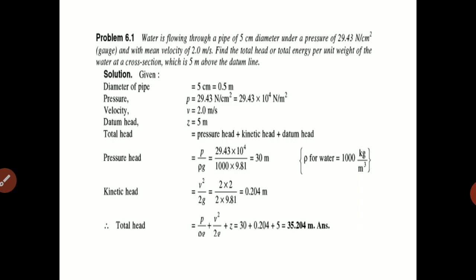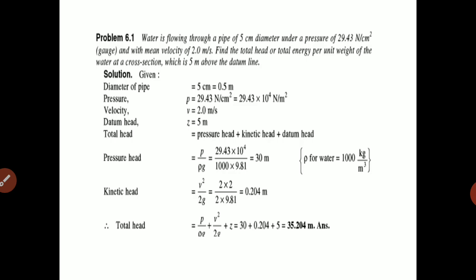Okay. First example is water is flowing through a pipe of 5 centimeter diameter under a pressure of 29.43 Newton per centimeter square, with the mean velocity of 2 meter per second, find the total head or total energy per unit weight of the water at a cross section, which is 5 meter above the datum line. Now, this numerical is for the Bernoulli's equation.